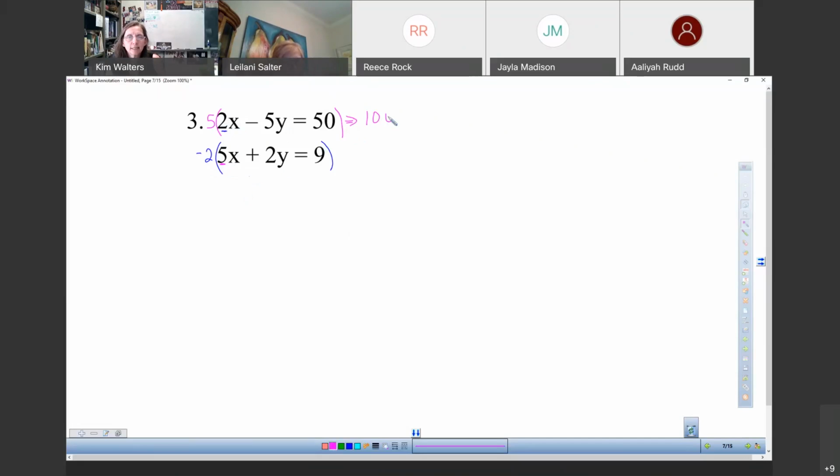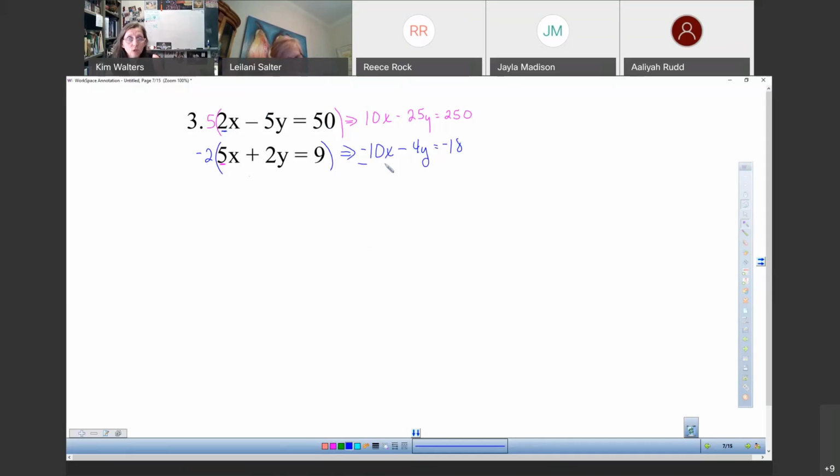So I have 10x minus 25y is equal to 250. Notice I'm multiplying that 5 times all of the pieces. Otherwise, horrible things happen. Like the world implodes or turns to dust or something. I don't know. So when I multiply the second equation by negative 2, I get negative 10x minus 4y is equal to negative 18.